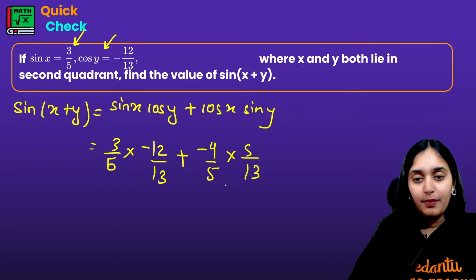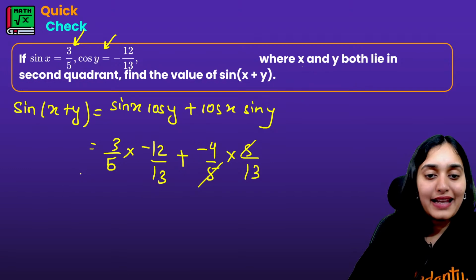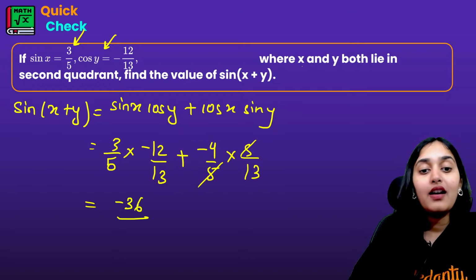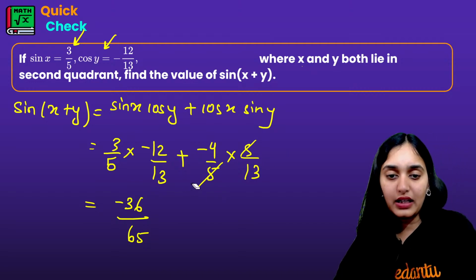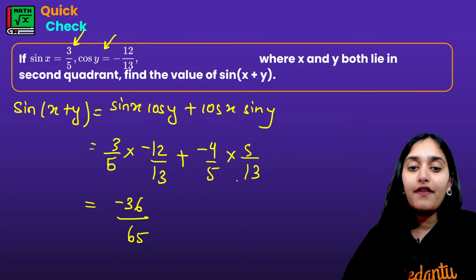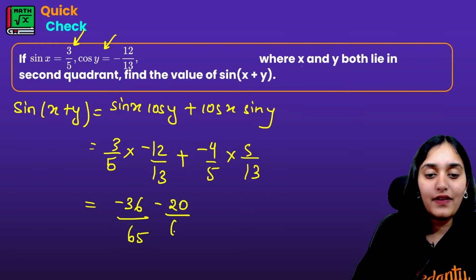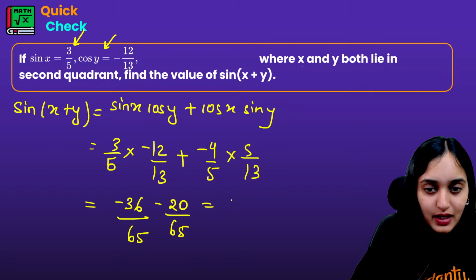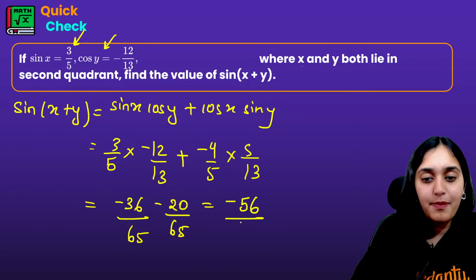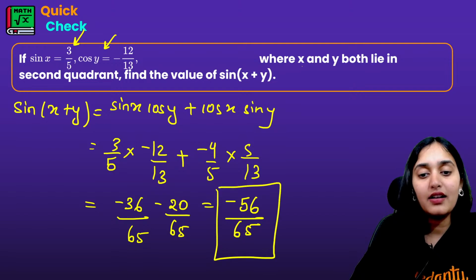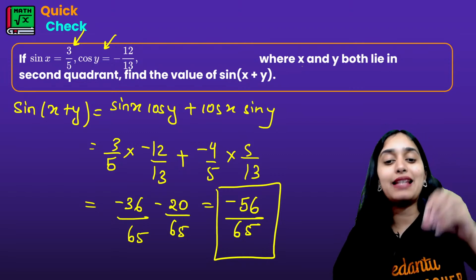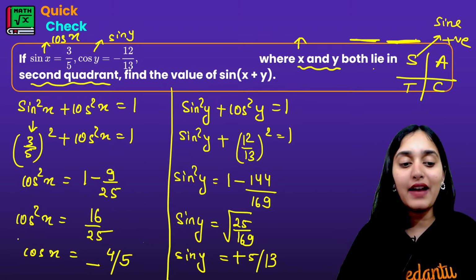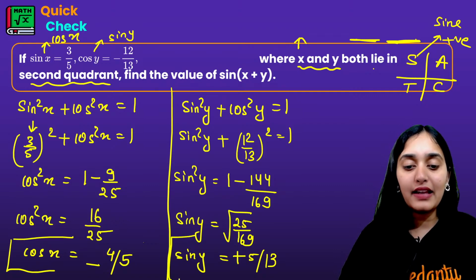Putting everything in the formula, 5 gets cancelled, nothing else is getting cancelled. So 12 3s are 36. 13 into 5 is 65. Here also let's not cancel now, it will be easier to calculate. So 5 4s are 20, 13 5s are 65. So we have minus 56 upon 65. This is your answer. So we put the values in sin x cos y plus cos x sin y, after first calculating the value of cos x and sin y.